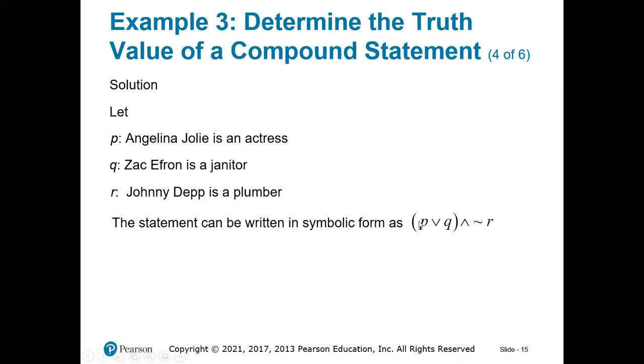Okay, so here it is. Angelina Jolie is an actress, or Zac Efron is a janitor, and Johnny Depp is not a plumber, because we have a negation here. So if R says Johnny Depp is a plumber, then the negation of R is Johnny Depp is not a plumber.